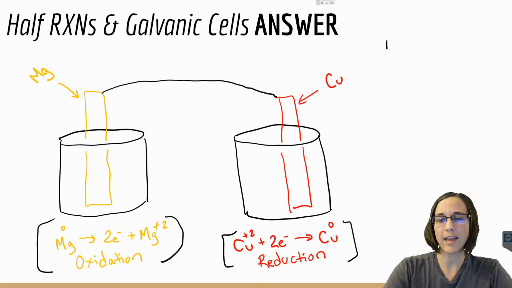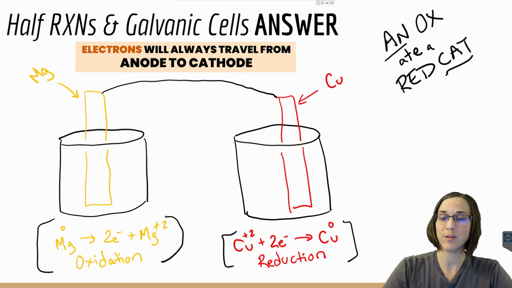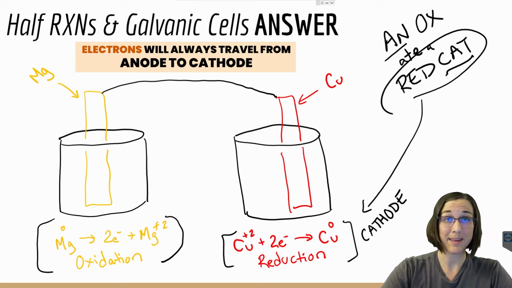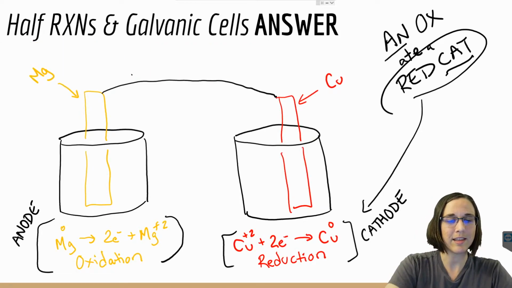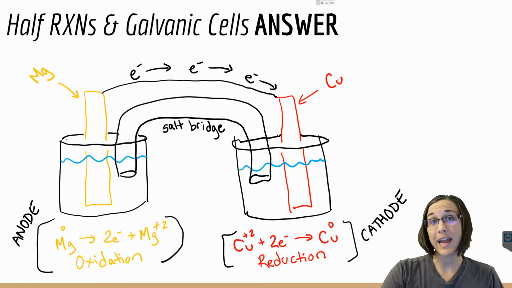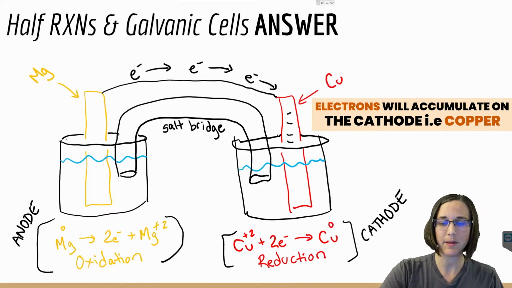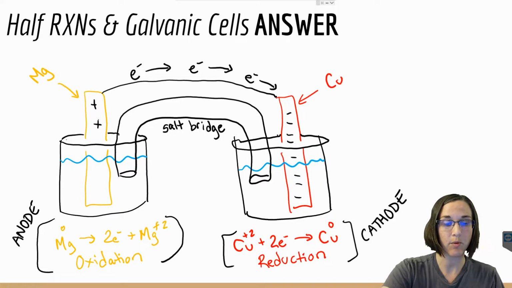We need to use our An Ox, Ate a Red Cat mnemonic. We know that the electrons will always travel from the anode to the cathode. We know that the cathode must be the one that gets reduced, so copper. Therefore, the anode must be magnesium. And if the electrons are traveling from anode to cathode, then the electrons in this case would be traveling from magnesium to copper. As the reaction proceeds, the electrons are going to accumulate negative charge on the copper, so the copper is going to become increasingly more negative. And as that happens, the magnesium will be increasingly more positive.